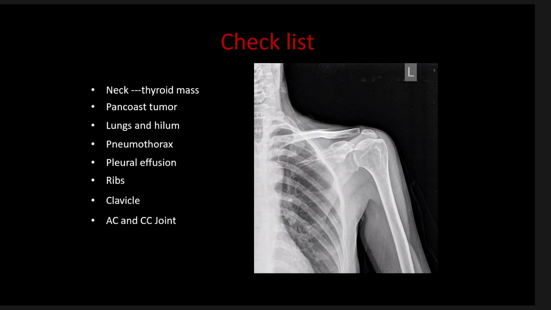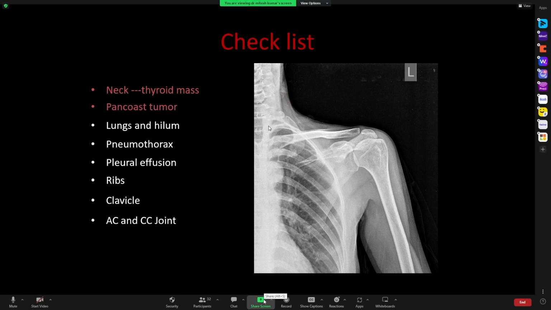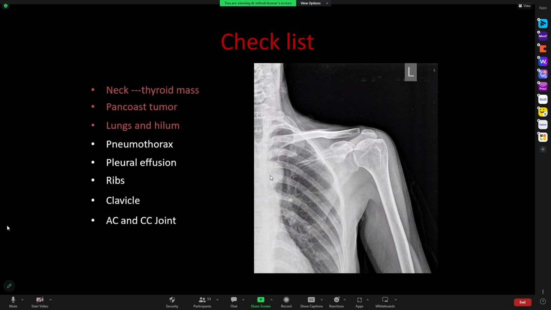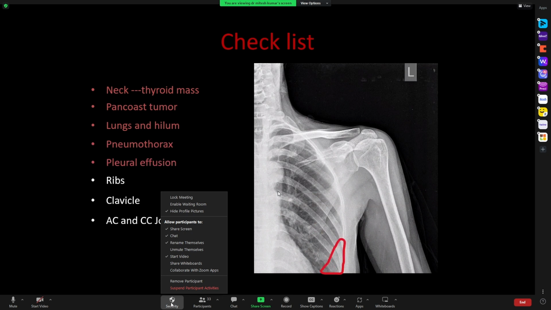The first is neck, where we can have any kind of mass like thyroid, lymph node enlargement. The second is pancoast tumor, where we expect some kind of opacity here at the apex of the lung. Then we have lungs and hilum. Here we can expect any hilar mass. And in the lungs, we can expect any cystic lesion or solid mass. Then in the pleura, we can have pneumothorax, which will appear as an avascular zone in this area. Then pleural effusion. Everyone knows pleural effusion.